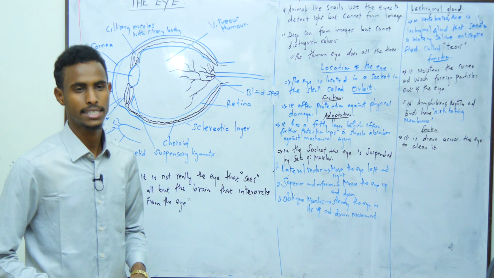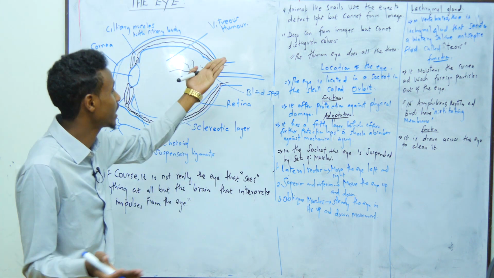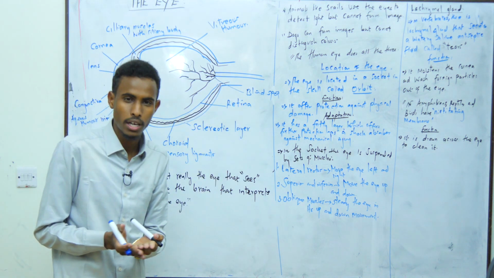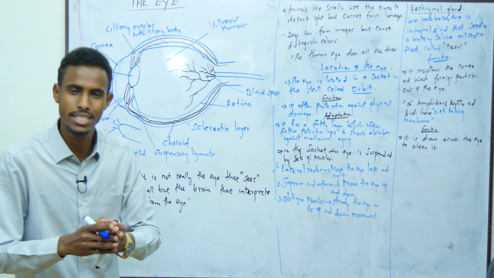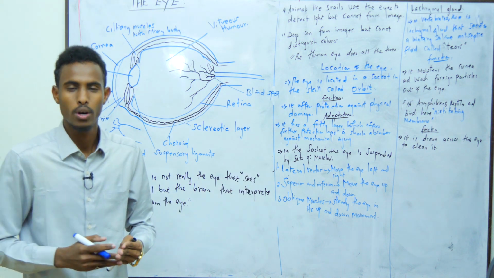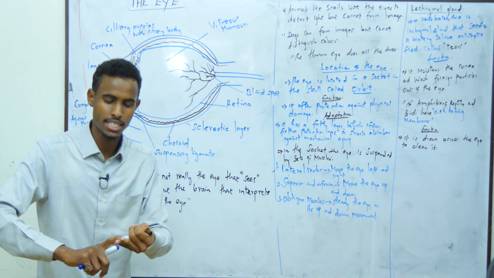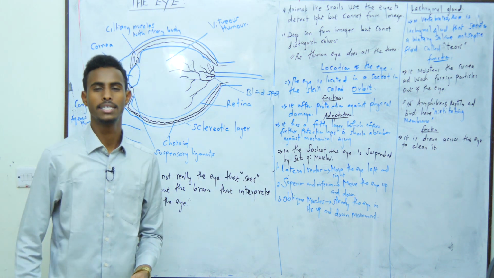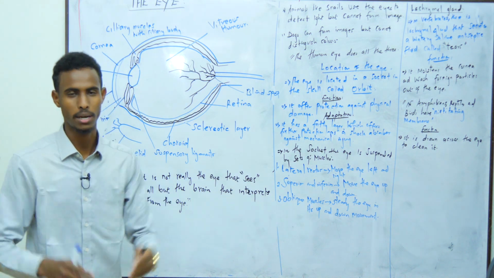I gave the example of a snail being able to detect light but unable to form the image. And you have the dog that can form the image but cannot distinguish colors. Now, the human being can detect light, form images, and as well distinguish color. And therefore we say the human eye is a complex structure.